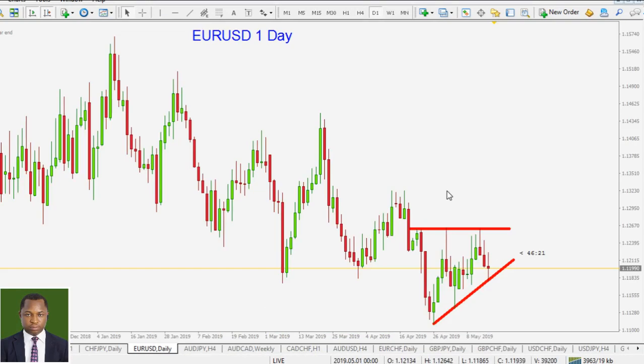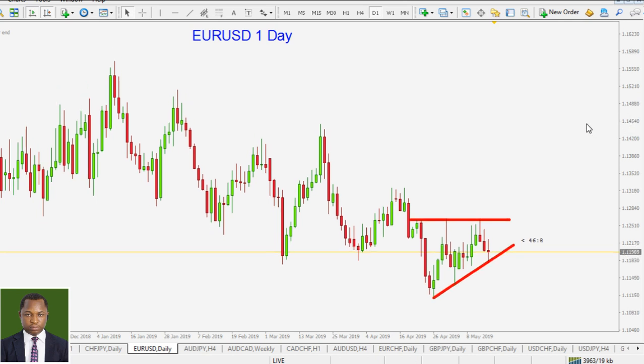The first one should be the euro against the American dollar. In the daily time frame, price is still trapped within that range. We have analyzed this before. Do not go short. Don't hit your sell button. This is a level of support. You need that level to be broken. This is a level of resistance. You need that level to be broken.